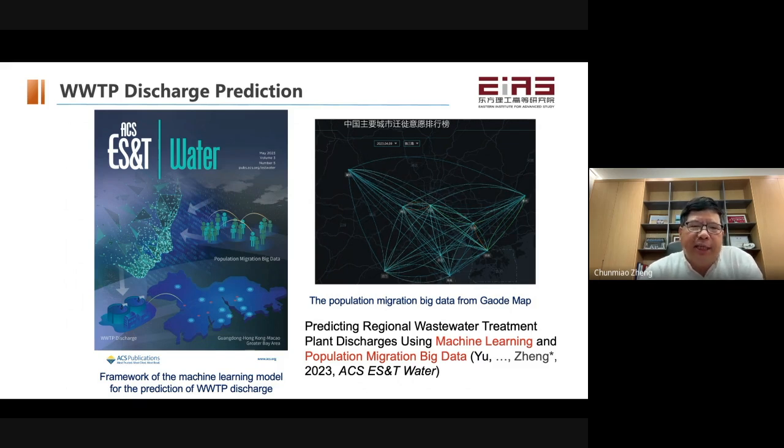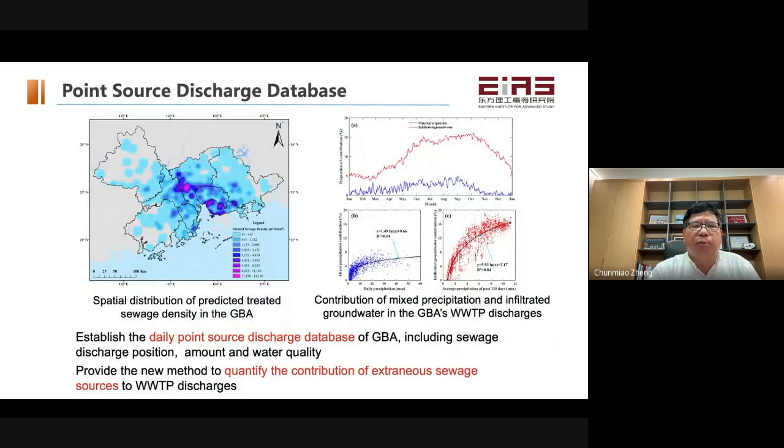So it's hard to estimate the discharge for each wastewater treatment plant. So we use big data, based on population migration data from Gaode map, which is similar to Google map, and also based on meteorological data. So we were able to use the big data with a machine learning approach. And we do a very good job predicting the discharge for all the wastewater treatment plants for the Greater Bay Area.